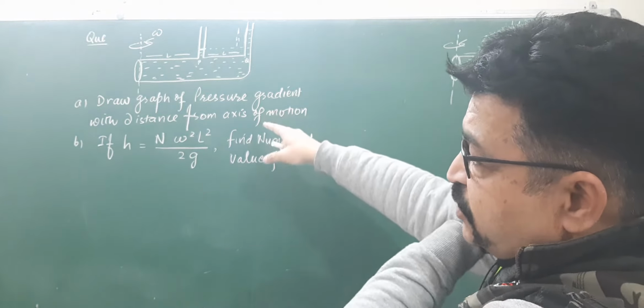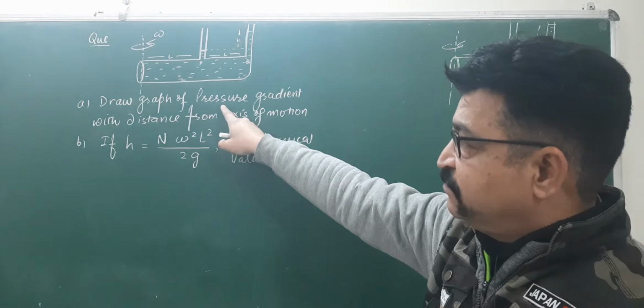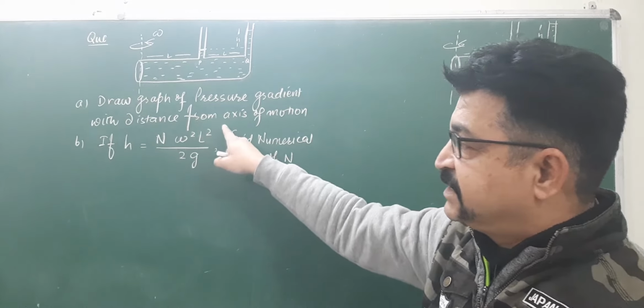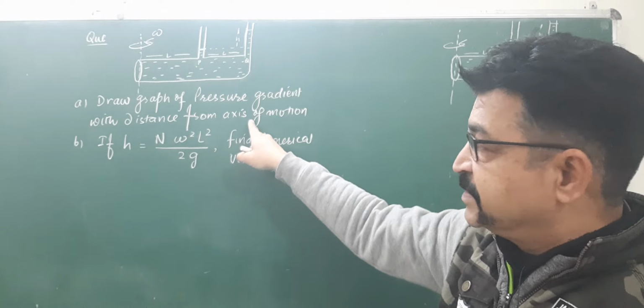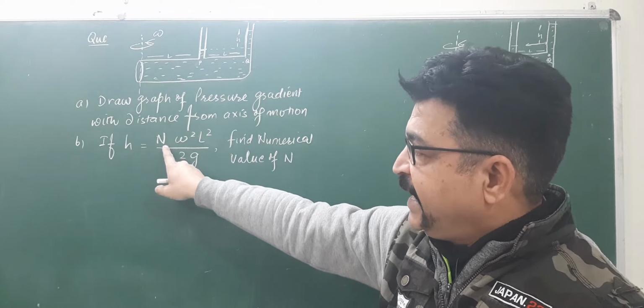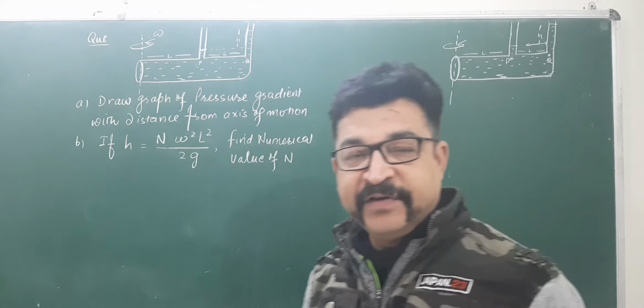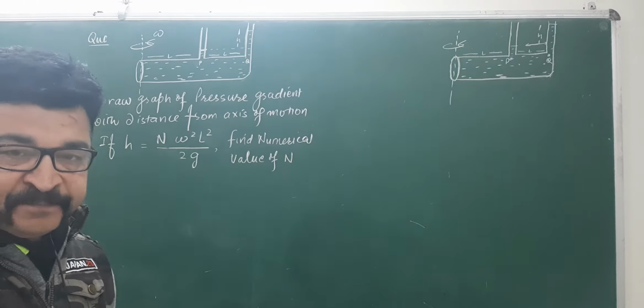Then we have to find two things. One, what is the variation of pressure gradient with the distance, where the distance is to be measured from the axis? And two, if this h is n times omega square L square upon 2g, what is the numerical value of n? So, a very interesting question.